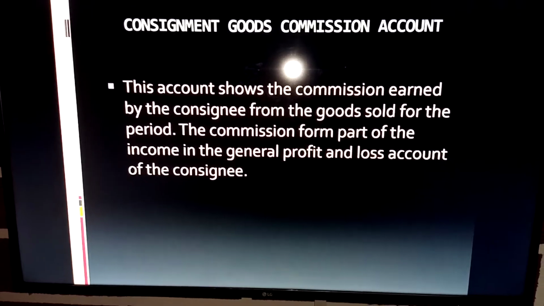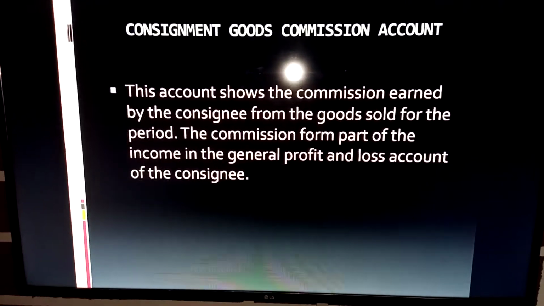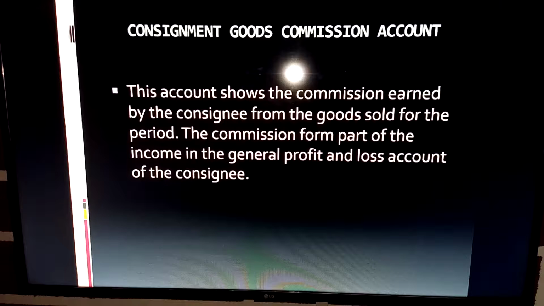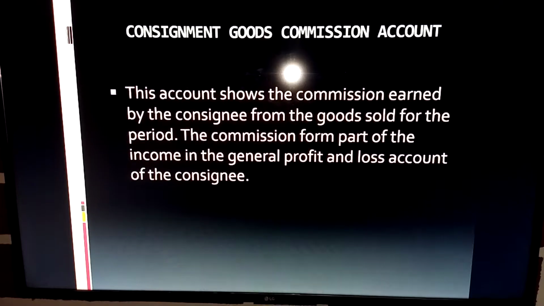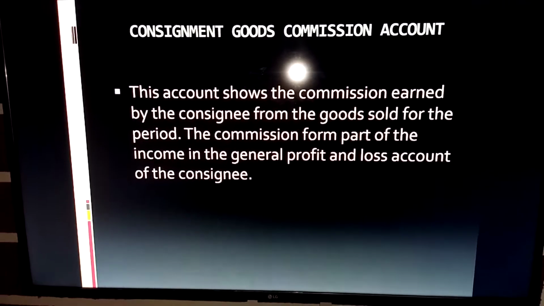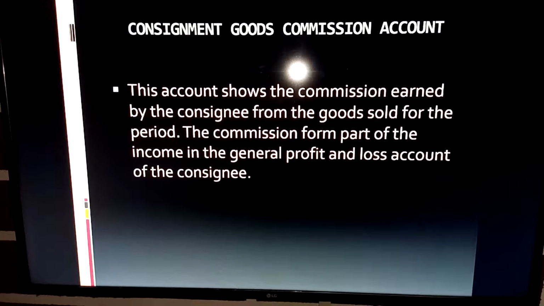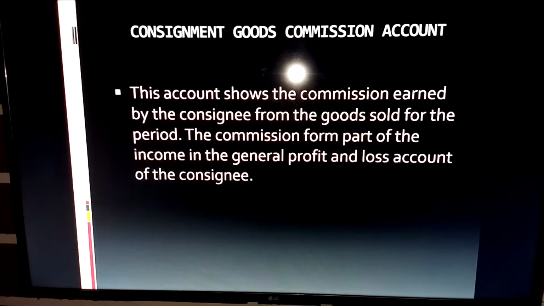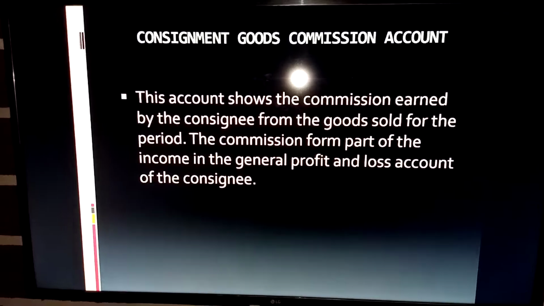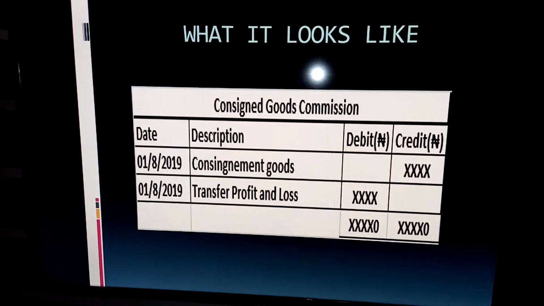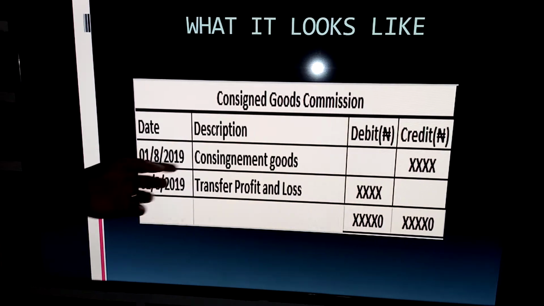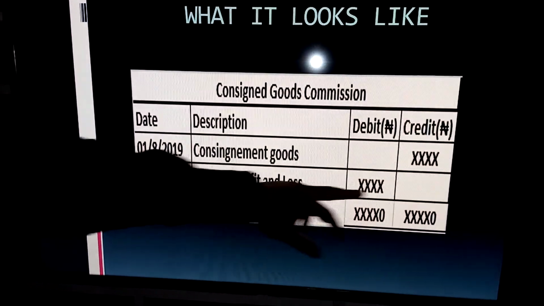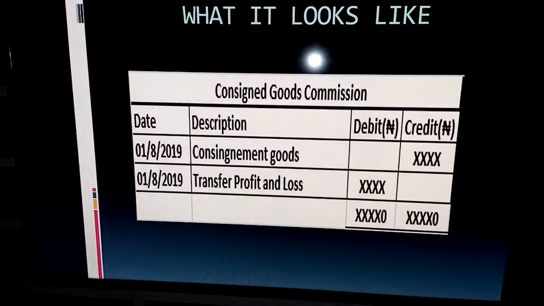Now, this is the account that shows the commission that has been earned by the consignee. So in this case, we are looking at Debbie's perspective. Debbie in this scenario is the consignee. So what is the commission that Debbie has earned on this transaction? So the account that we get that is the consignment goods commission account. So as you can see, we're assuming this date now, consignment goods, this is the commission made. So you transfer it to where? The profit and loss account of the business.